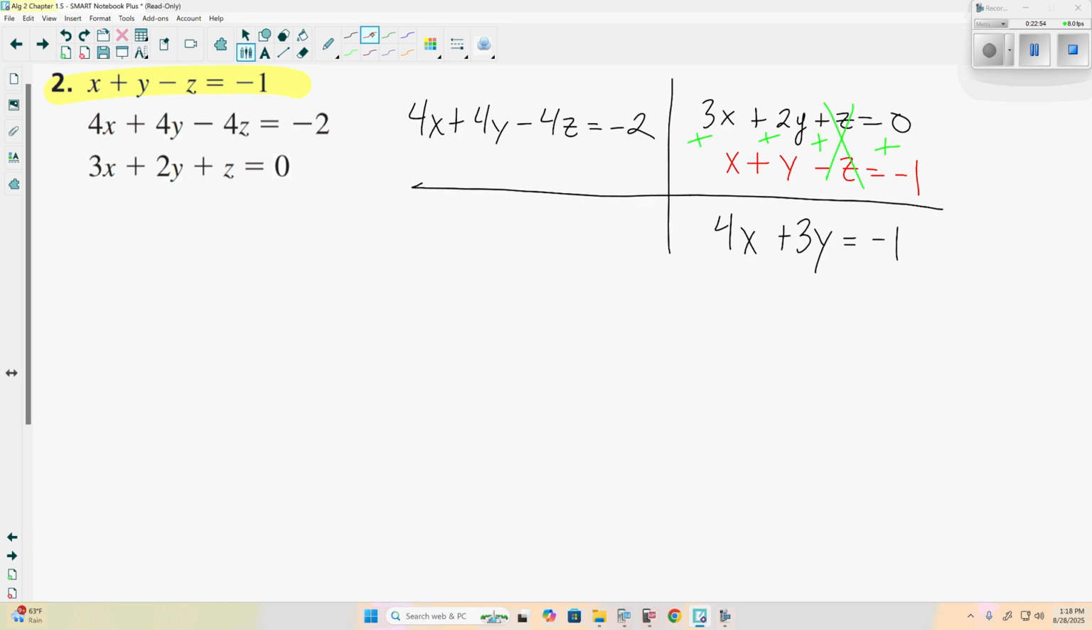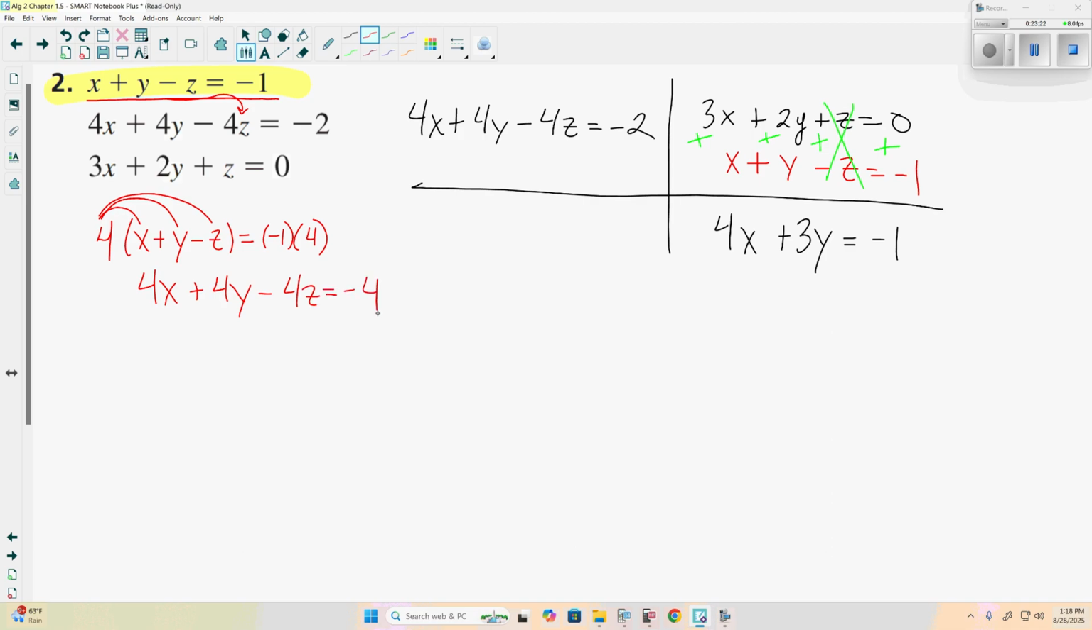Now for our equation on the left, we need z to become 4z, yes? So that means we're going to have to multiply this first equation, everything in it, by 4. Now 4 times x is 4x. 4 times y is 4y. 4 times negative z is negative 4z. And negative 1 times 4 is negative 4.